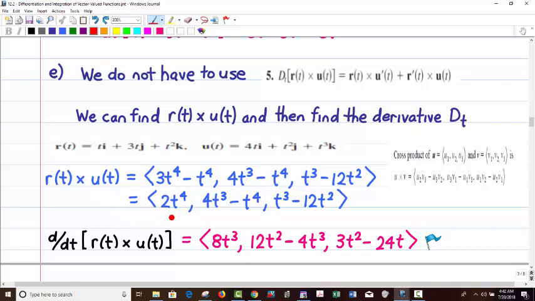And then just take the derivative of that. So 2t4 will be 8t cubed. 4t cubed minus t fourth will be 12t squared minus 4t cubed. And then t cubed, 3t squared minus 12t squared, derivative of that, which is minus 24t. So now it's definitely going to have a vector result.